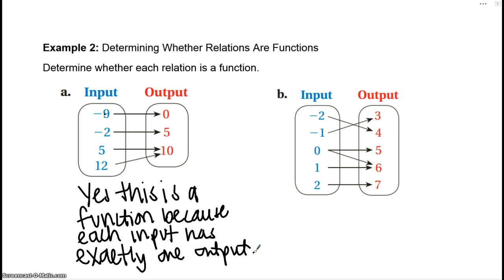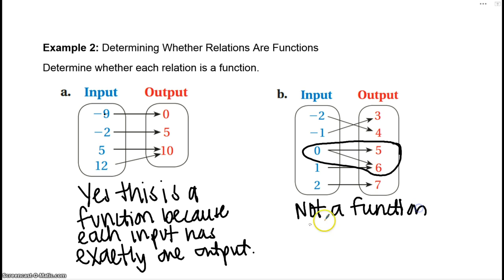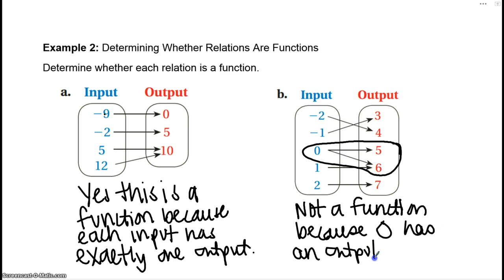Looking at B, this one's a little crazier. Negative 2 has an output of 4, that's okay. Negative 1 has an output of 3. And if I look at 0, 0 has an output of 5 and an output of 6. So 0 has two outputs, which makes this not a function. Each input can only have one output. This one has two.